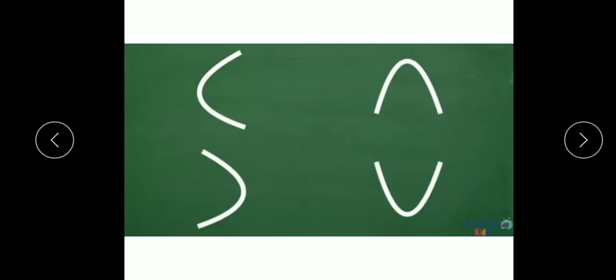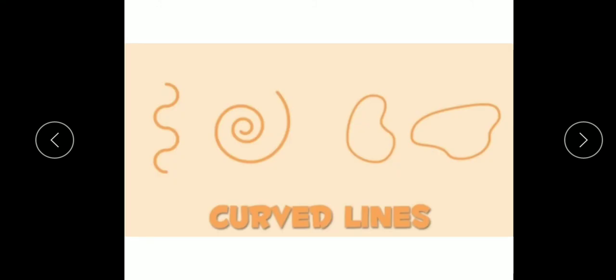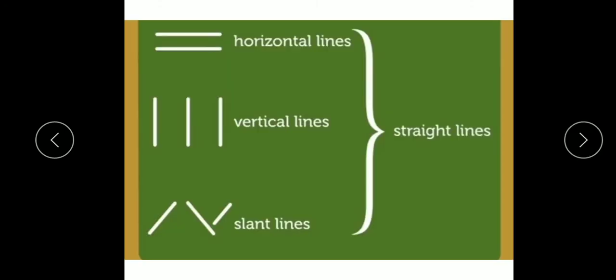Right? So next is curve. Children, this is your curve, or you can say curved line. Curved lines are never straight. The lines which are not straight are known as curved lines. All these are your curved lines, right? See this? All these are your curved lines because these lines are not straight. These are also your curved lines.